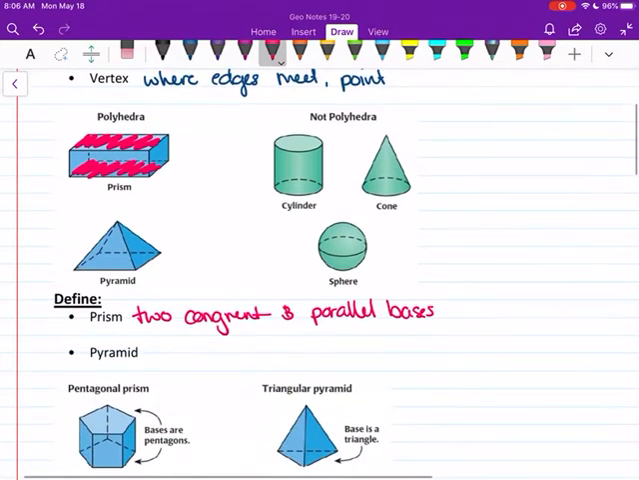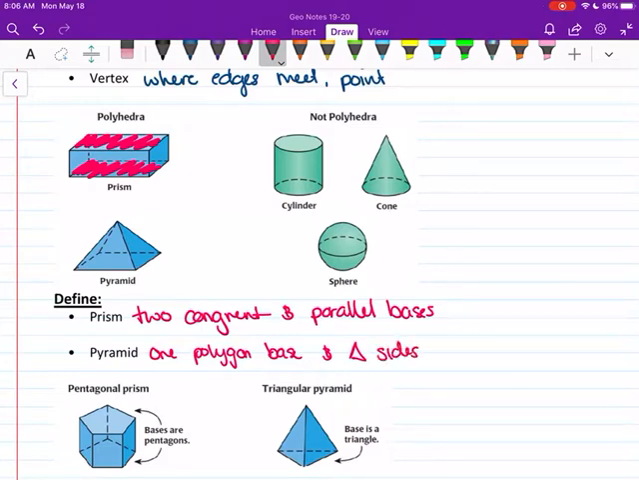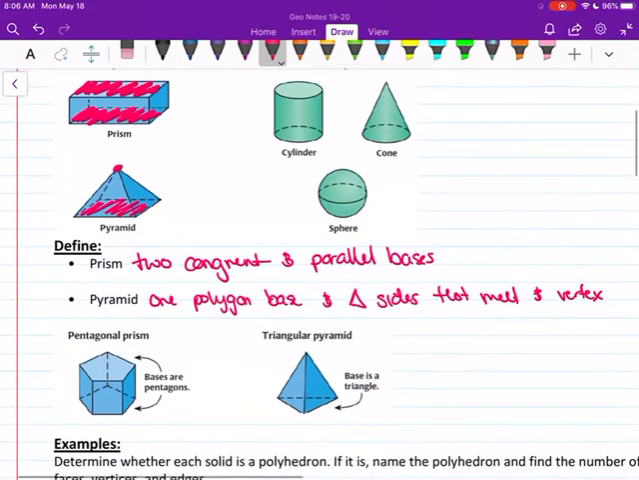A pyramid is where I have a polygon base, so 1 polygon base, and triangle sides that meet at a vertex. Okay, so I have 1 polygon on the bottom, so here I have a quadrilateral on the bottom, and then I have 4 triangles that meet at a top vertex. Down here I have a triangular pyramid because I have 1 triangle on the bottom, so there's my base, and then all the other triangles meet at the top vertex.